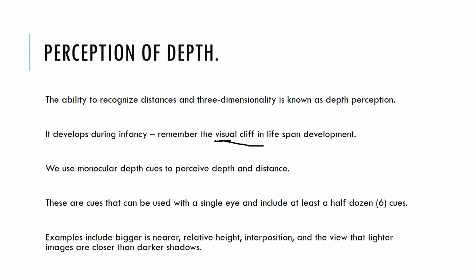We also use monocular depth cues to perceive depth and distance. These are cues that can be used with a single eye and include at least half a dozen cues. Examples include things like bigger is nearer, relative height, interposition, and the view that lighter images are closer than darker shadows. So if we see something that is brighter, we perceive it as being a closer object than something that's darker, which we might say is further away.